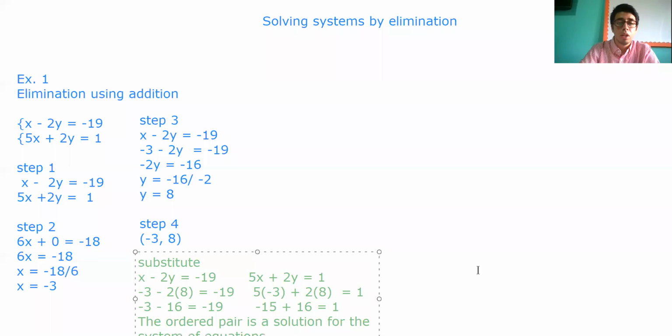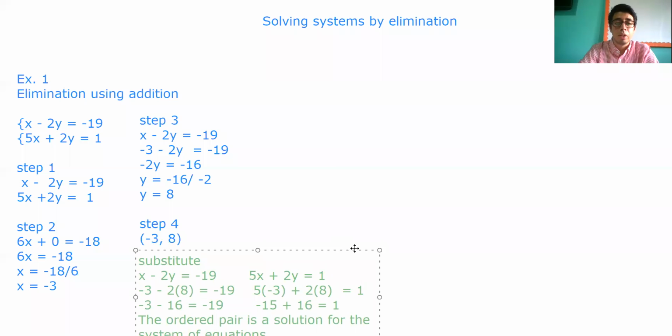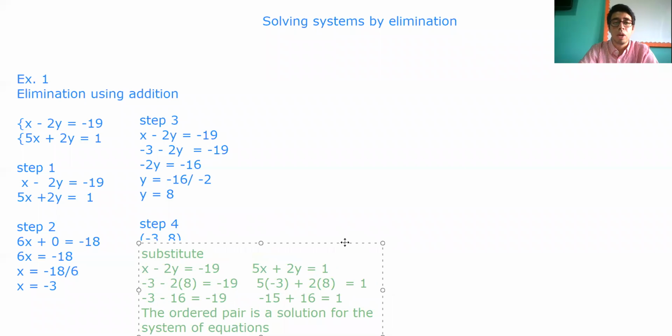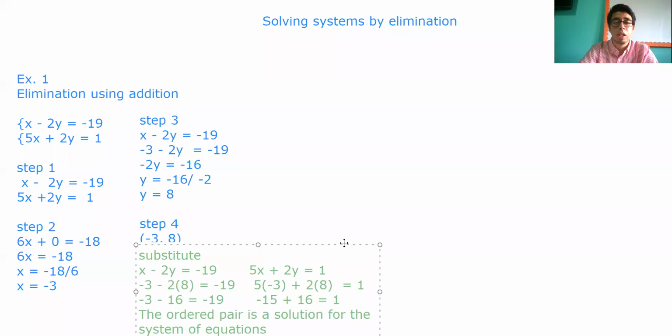Okay. Remember, if we find, for example, that it's correct for one equation but not for the other one, then it's not going to be a solution for the system of equations. But in this case, I proved it in both equations and I obtained the same result, so you can say that the ordered pair is a solution for the system of equations because it's going to satisfy both equations.